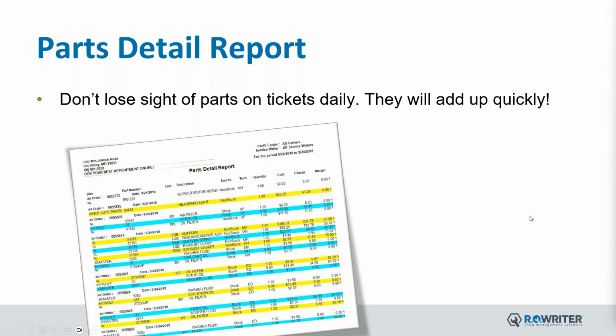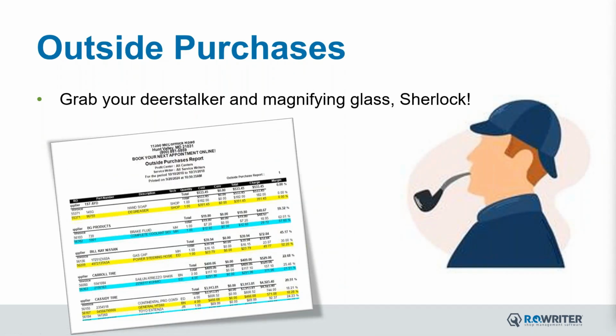So now we're going to take a look at the next report on my top list. It's the outside purchases report. This is what's going to happen if you don't do your parts detail every day. You're going to wind up with that stuff. So if you ignored my previous suggestion about using that parts detail report daily to keep an eye on things, now you've got a parts deficit. You don't know where to start. So now we got to go into detective mode.